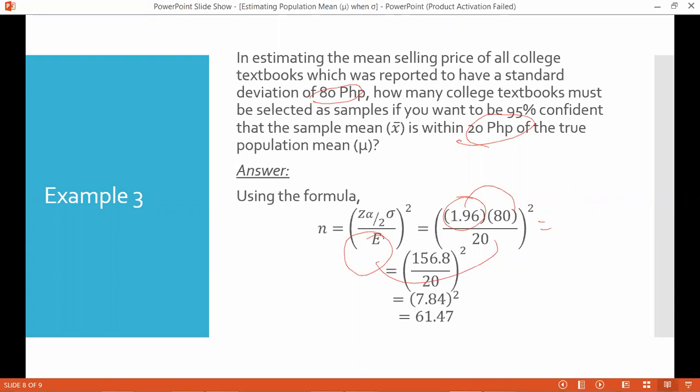But take note, in dealing with this formula, since you have a decimal in your final answer, your answer should be a whole number. So round this up to the next whole number. That is 62. So the answer is 62 textbooks. There should be 62 college textbooks collected as samples to be 95% confident of the sample.